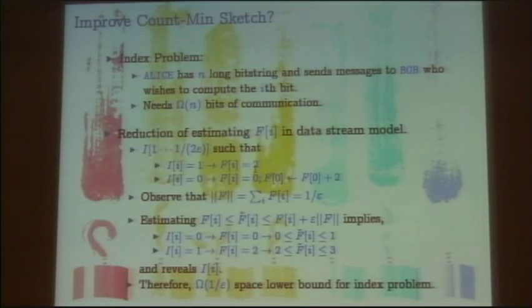Okay? Again, this is an almost straightforward kind of argument, but I'm trying to communicate the flavor that many problems in this area will have a lower bound derived from some variation of the indexing problem or generalizations of it, some sort of gap Hamming problems, and so on.